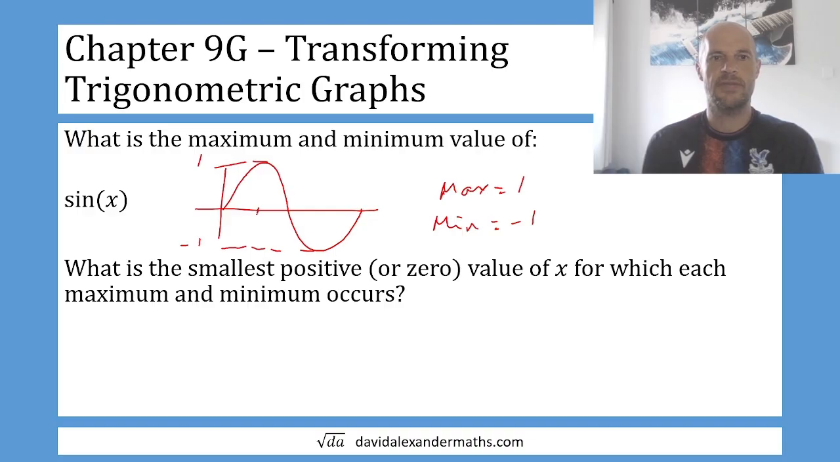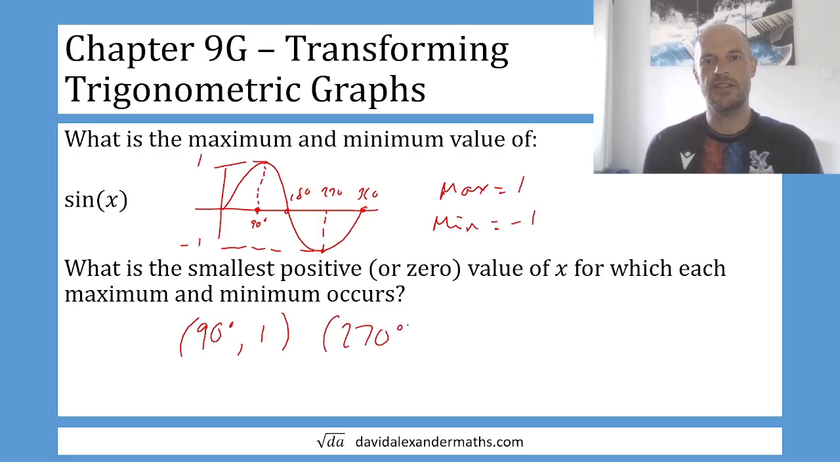Okay, so what's the value that will give us this 1? Well, this is 360 degrees, so this is 180 degrees, so this is 90 degrees. So in terms of coordinates, it's going to be 90 degrees, maximum of 1. And the negative 1, well, if this is 180, this is 360, then halfway between is 270. So 270 degrees gives us that first minimum.